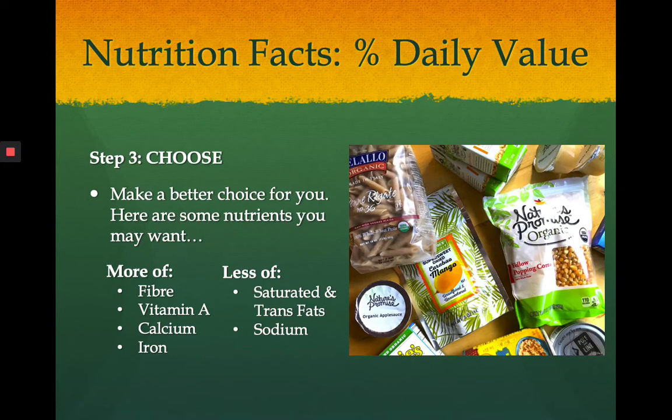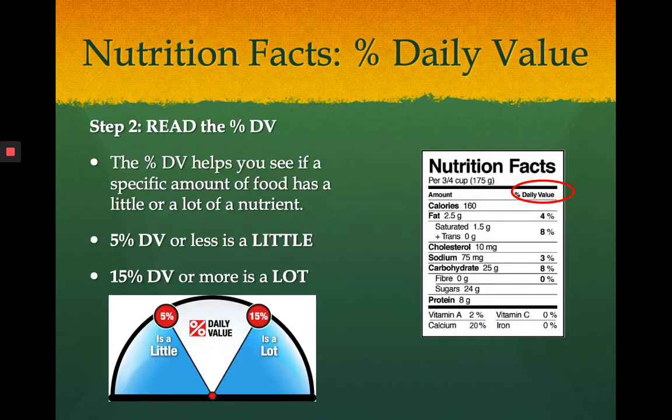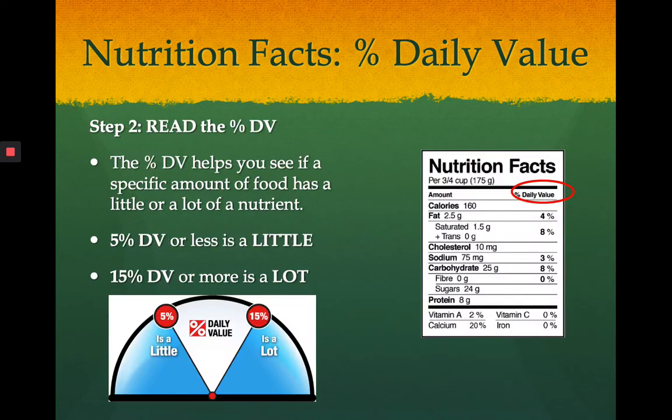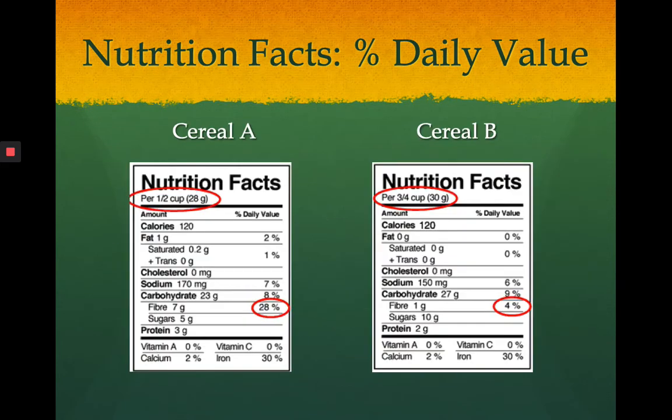Step 3, you want to choose. So make a better choice for you. Here's some nutrients you might want. You might want more of, so that's that higher percentage: fiber, vitamin A, calcium, iron. You might want less of saturated or trans fats and sodium. And that's going back to that little of 5%, a lot of 15%. So you want to find yourself, depending on what you want more and less of, decide where you are in that and look at the label.